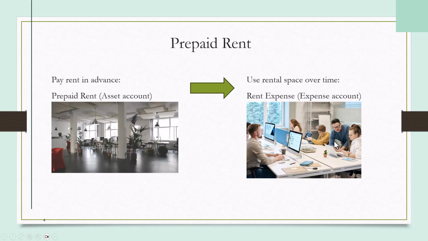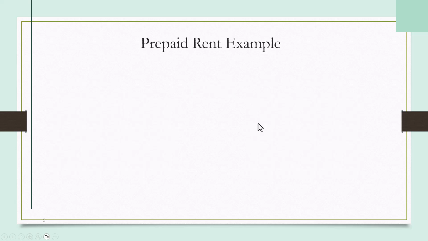And then as they use the rental space, as it expires or it gets used up over time, the amounts would be transferred to rent expense. Expenses represent costs of operating the business in the current period. So this is an expense for something that's being used up currently or in the past, whereas prepaid is something that they will use in the future. So let's look at some journal entries related to this.